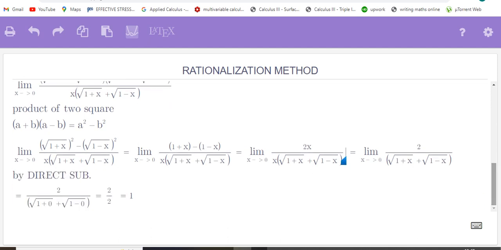The next thing is direct substitution. Substitute wherever you have x with 0, because our limit was tending to 0. So you end up with 2 divided by root of 1 plus 0 plus root of 1 minus 0. So now you have 2 divided by 2, which is 1, and that is the answer. The limit of the function that we had there is 1.